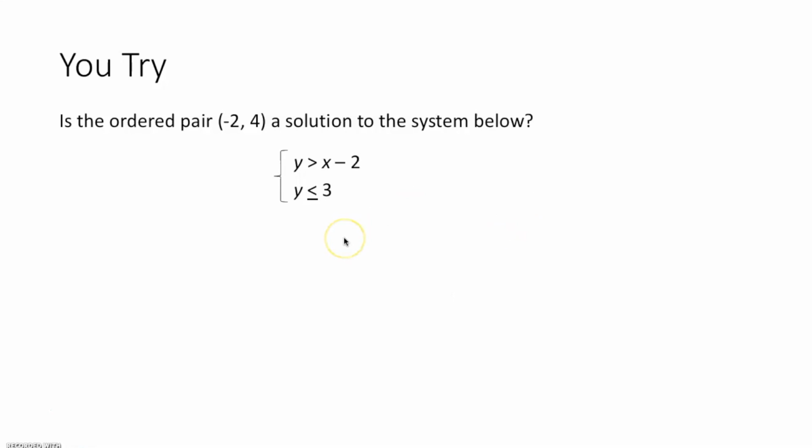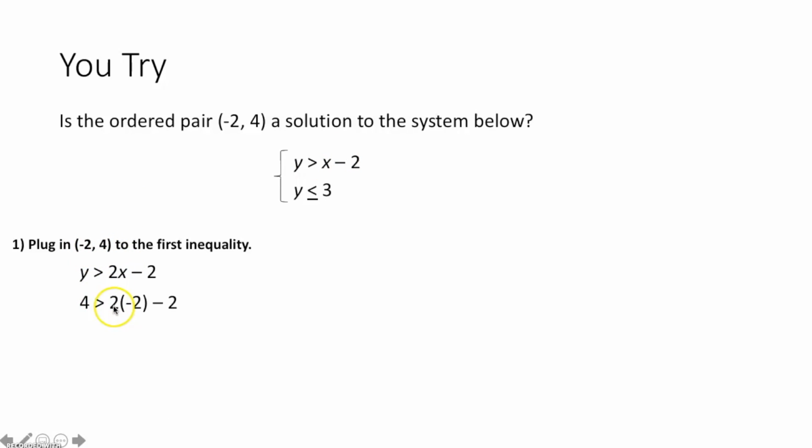Okay, let's do this one now. Again, you're going to take the point and plug it into the first inequality. So we take -2, plug it in for x, 4, plug it in for y. Now I simplify. What is 2 times -2? That's -4. And what is -4 minus 2? That's -6. Now we've simplified both sides, so we ask ourselves, is this remaining inequality true? Is 4 greater than -6? Yes, it is. Therefore, this -2, 4 is a solution to the first inequality.